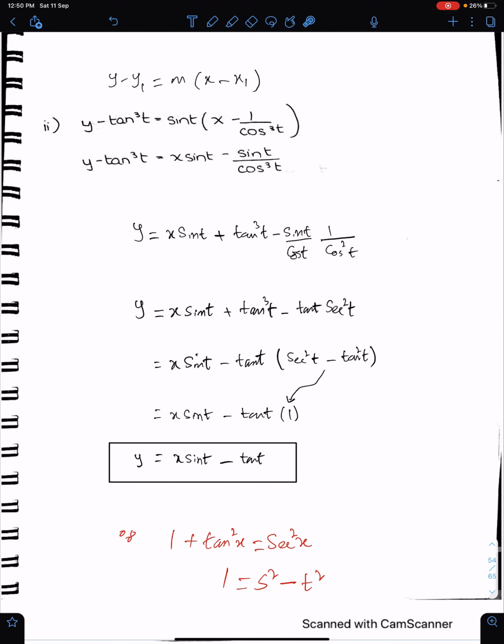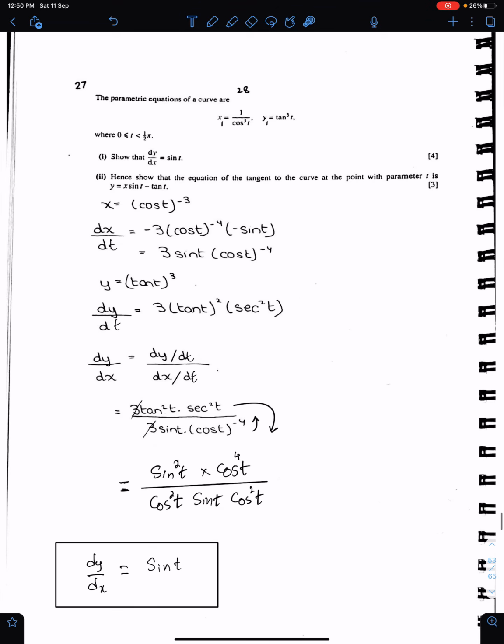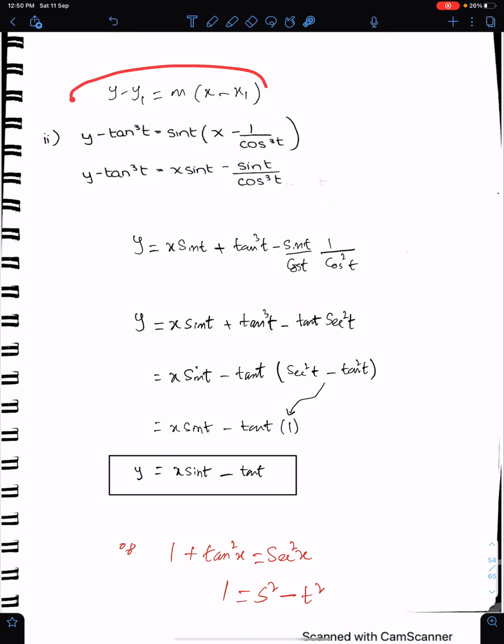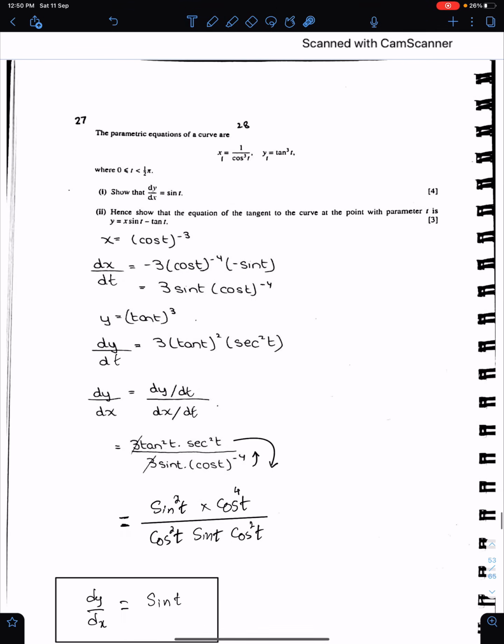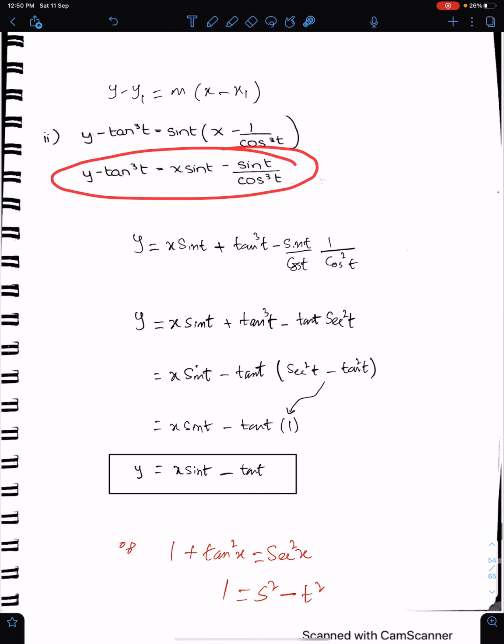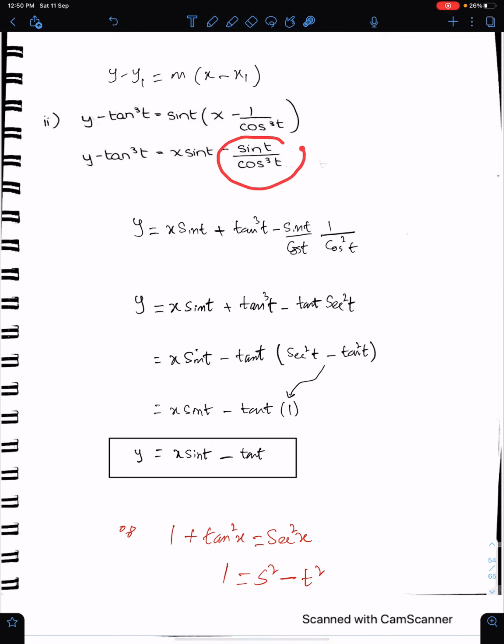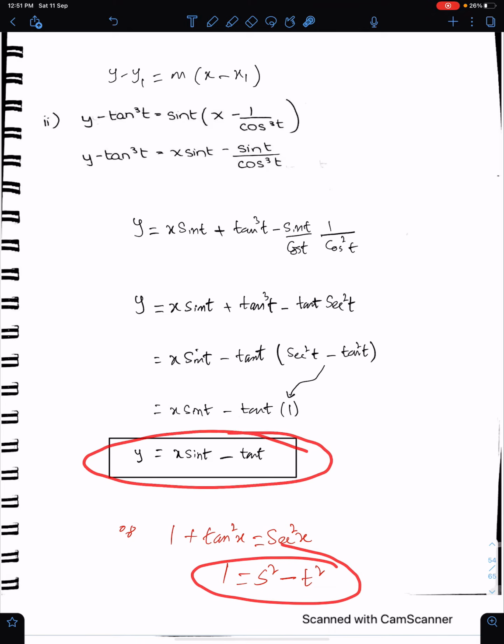x1 and y1 were not given. The coordinates of the point were not given, so I considered this as x1 and this as y1. And I used this equation for the equation of tangent. And make sure after this step, check this answer. Since you need your answer in the form of tan, make sure you convert this in the form of tan like this. And then just take tan t common and then replace this by 1 with the help of this identity. Hence shown.